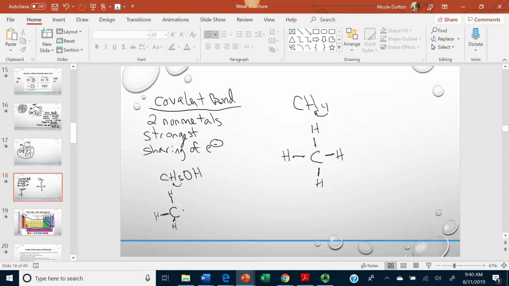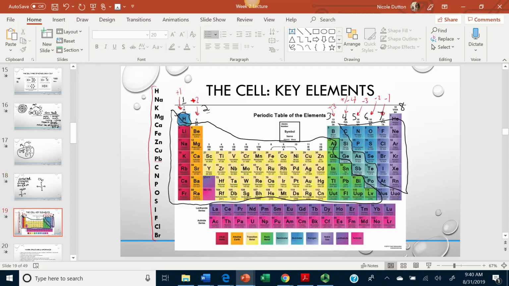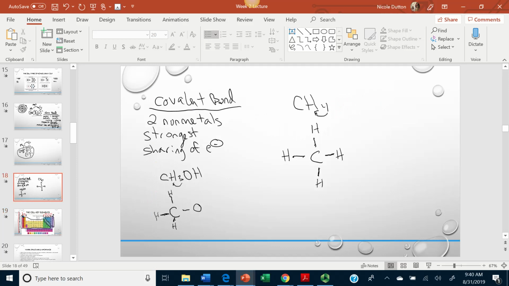And now we have an oxygen. Now, oxygen has 6 valence electrons. If we go look at oxygen, here it is on the periodic table with 6 valence electrons. So if we draw the 1, 2, 3, 4, 5, 6, now we're going to connect the hydrogen. Well, there's this one that is able to be shared with hydrogen, so we can connect these together. So this is what CH3OH would look like.